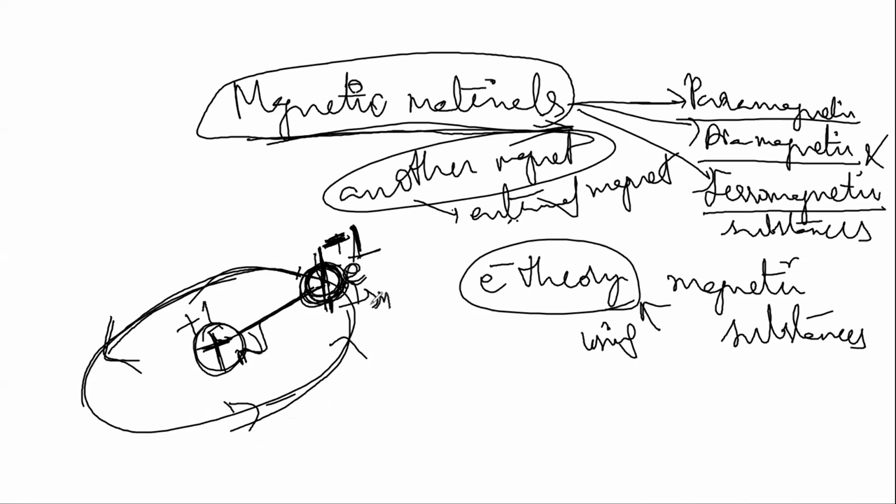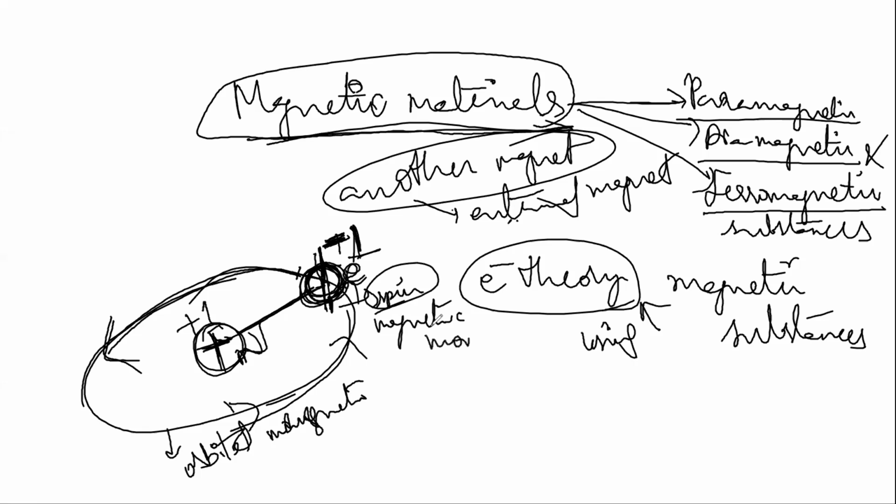This is due to spin magnetic moment, and this is due to orbital magnetic moment. This is orbital magnetic moment. Because of orbital motion, we have orbital magnetic moment. Here because of spin, we have spin magnetic moment. Okay, so we have spin magnetic moment and orbital magnetic moments. So in total, we have total magnetic moment.